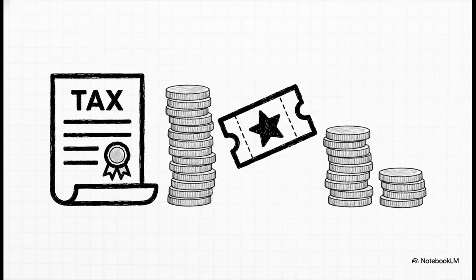Now, let's compare that to a credit. Let's say your final tax bill comes out to $20,000. Well, a $4,500 tax credit is basically like having a gift card to the IRS. It directly wipes out $4,500 of what you owe, bringing your final bill down to $15,500. See the difference? A credit's value doesn't change based on your bracket. A dollar is always a dollar, which makes credits incredibly valuable.